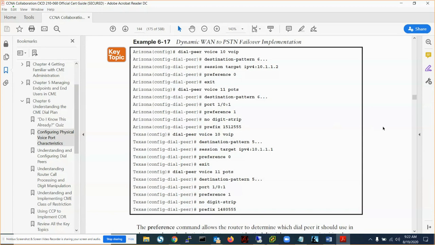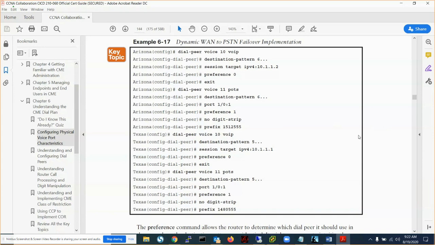Now, questions. How does it prefer to use the IP WAN? If the IP WAN is down, it will use the T1. What tells the system to use the IP WAN first? The preference command under the dial peer.